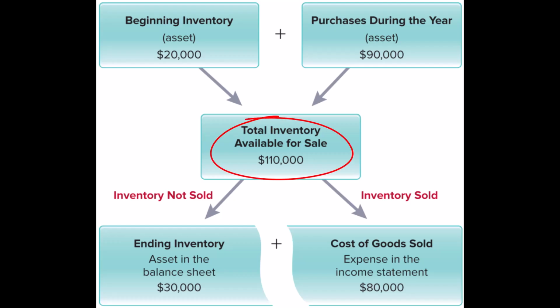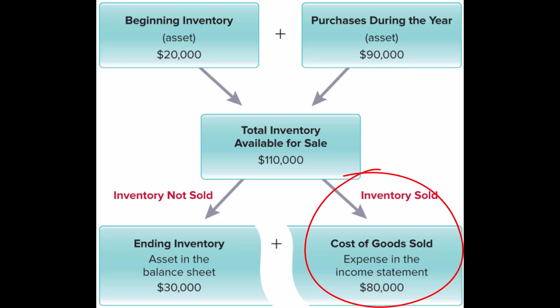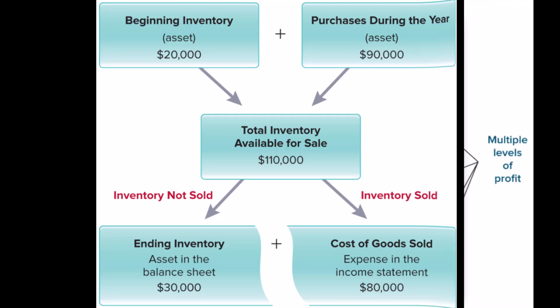At the end of the year, this pool of costs gets split into two buckets. The inventory that was not sold, which is ending inventory and remains an asset on the balance sheet, and the inventory that was sold, which becomes the cost of goods sold, an expense on the income statement. Understanding this flow is the key to everything that follows.